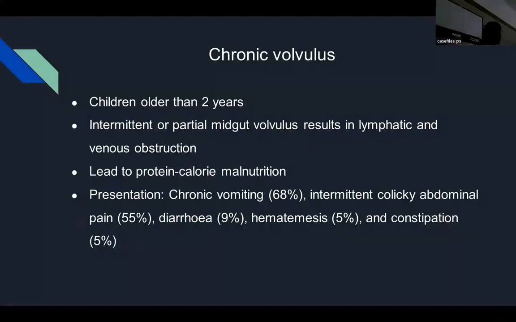Coming to the chronic volvulus, these patients present in the later age group, that is more than 2 years of age, and they usually present with intermittent partial midgut volvulus, which results in chronic lymphatic and venous obstruction, which can lead to mesenteric lymphadenopathy. These patients will have protein calorie malnutrition because of the chronic lymphatic and venous obstruction, which will lead to malabsorption. So they will present with complaints of chronic vomiting, recurrent episodes of non-bilious vomiting, recurrent abdominal pain and failure to gain weight.